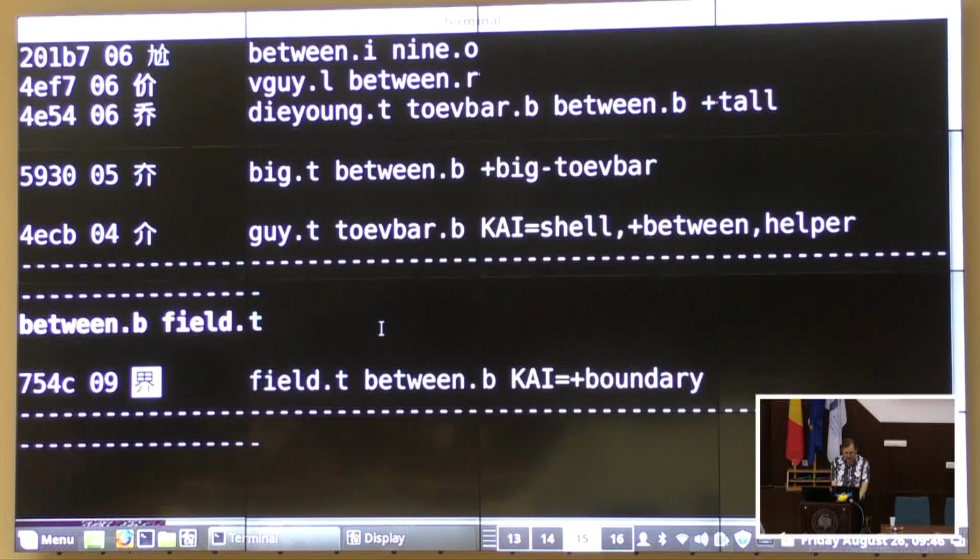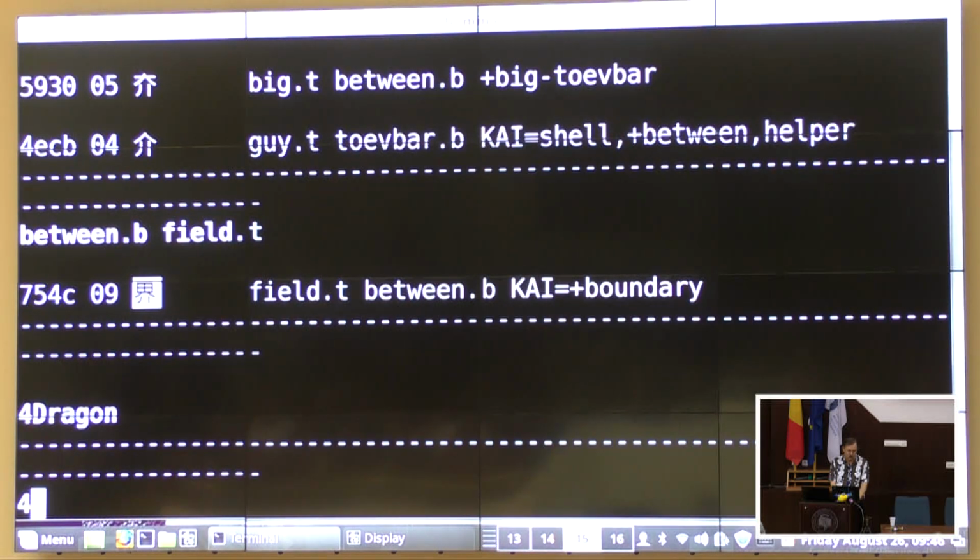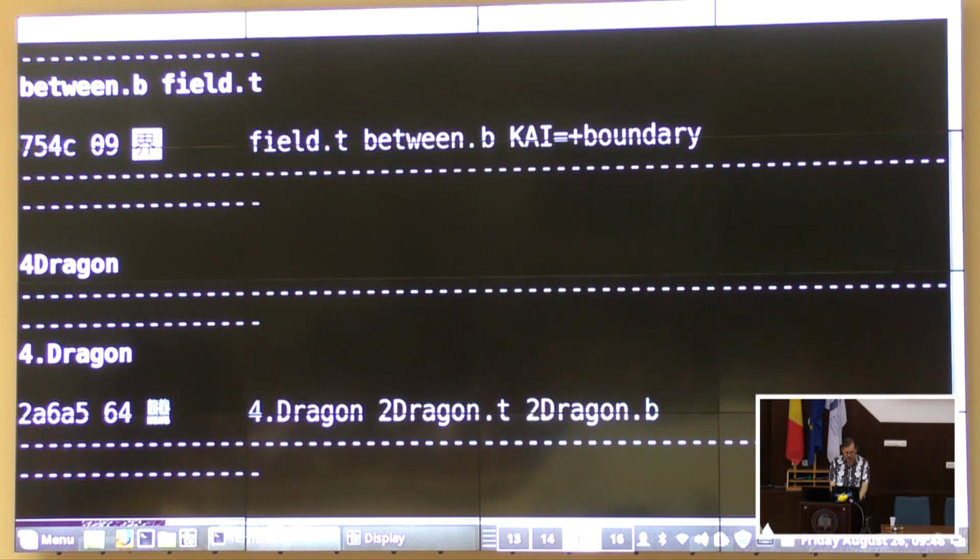Okay, and we've already seen that there's a lot of duplication with the four dragon character. Four-dot-dragon is the one we showed, but there's also two-dot-dragon.